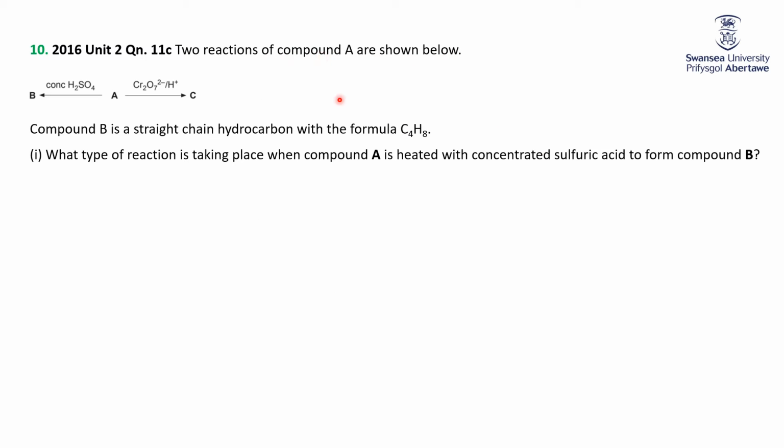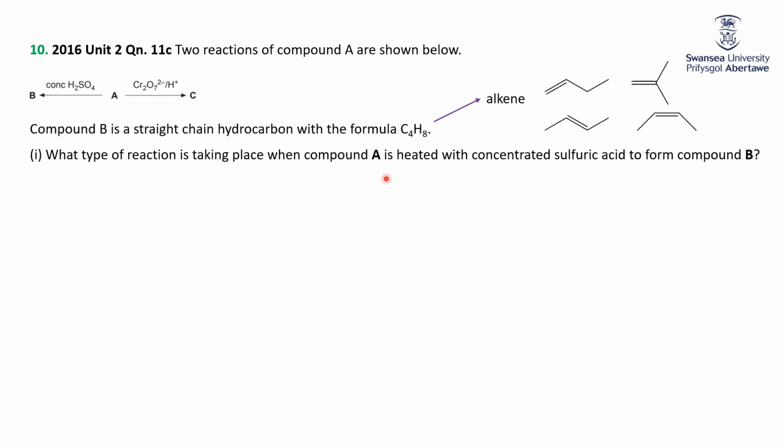To react compound A shown below, compound B is a straight chain hydrocarbon, so no rings, with the formula C4H8. Well, C4 would normally have 10 hydrogens, and as it's only got 8 hydrogens, that means there's a degree of unsaturation. It can't be a ring, so this has to be an alkene. Now, the 4 possible alkenes that have C4H8, and we'll throw them out here just for fun, are these ones: either 1-butene, the 2 isomers, E and Z, of 2-butene, or of course 2-methyl propene there.